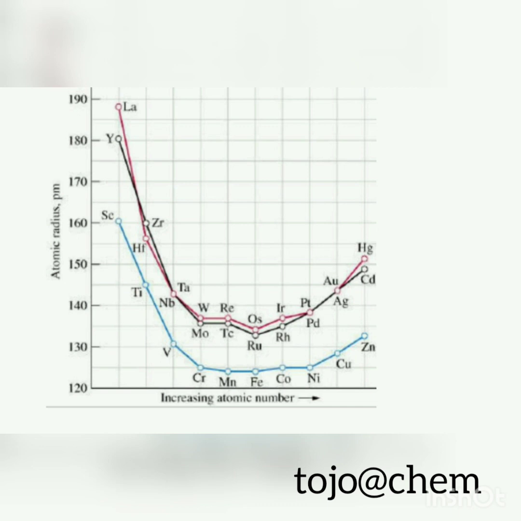When we look into the atomic radius of zirconium and hafnium, you can see that the atomic radii of these two elements are almost the same. In the case of niobium and tantalum, and tungsten and molybdenum, you can see that the atomic radius is almost the same. The case of gold and silver, etc. This is mainly because of the lanthanide contraction.